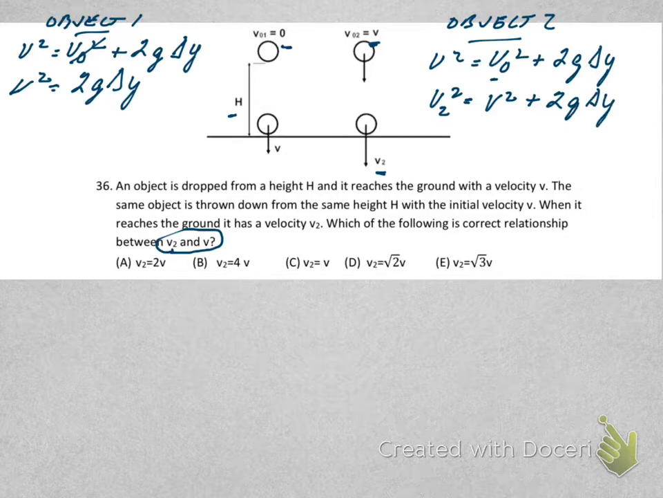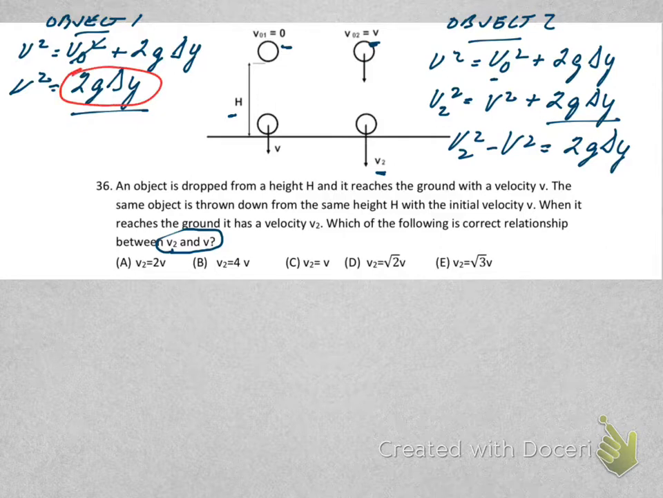Okay. So since this first one is equal to 2g delta y, let's see if we can isolate this. We have v2 squared minus v squared equals 2g delta y. Since v squared equals this, and v2 squared minus v squared equals the same thing, we can set them equal to one another. So we have v squared equals v2 squared minus v squared.